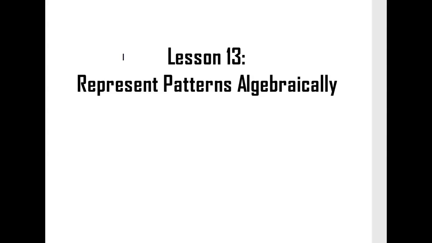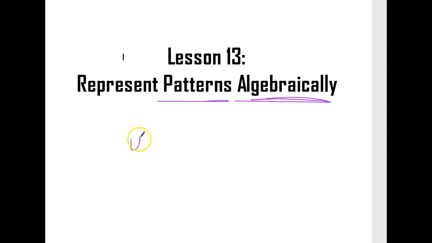Hello, Keystone students. We are going to kick off chapter 3 here, focusing on patterns and looking at how we represent them algebraically. Again, a pattern is just something that's going to have some sort of repetition or some sort of rhyme or reason of why things are the way they are. And algebraically means we're going to be looking at finding an equation to represent that.